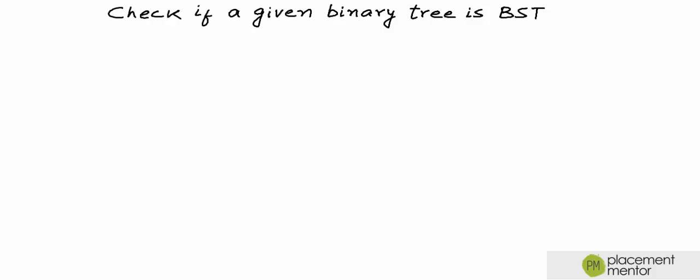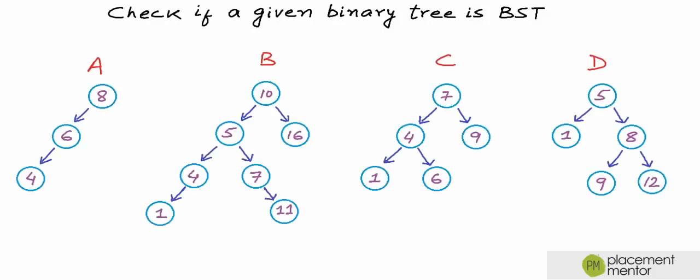As we know, a binary tree is a tree in which each node can have at most 2 children. All these trees that I have drawn here are binary trees, but not all of them are binary search trees.